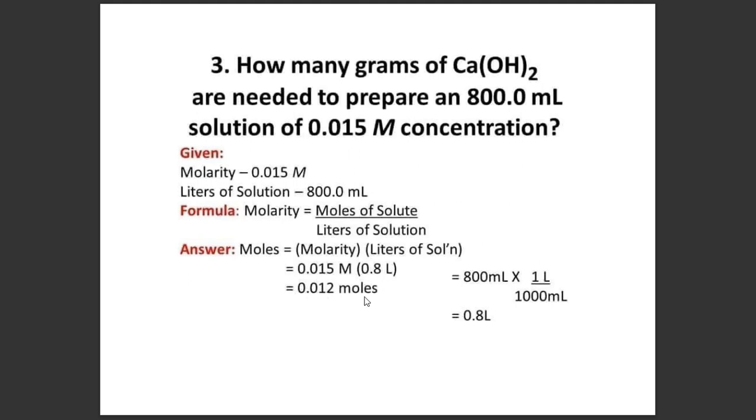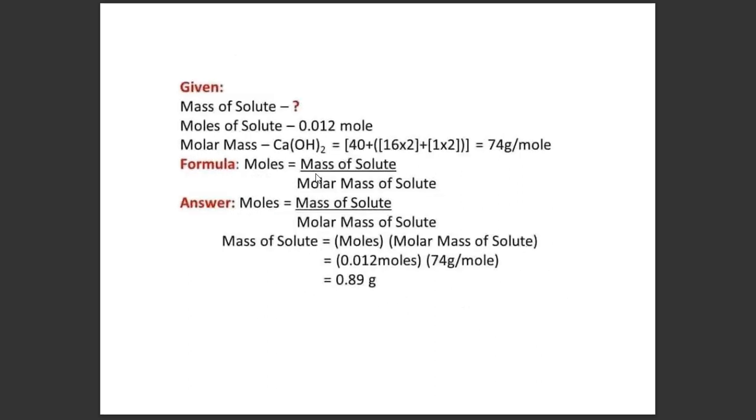So how then do you find the mass? As we said earlier, the mass can be derived from the number of moles formula, which is equal to the mass of the solute over the molar mass of the solute. The molar mass is just the sum of the atomic masses of the various atoms in the molecule. So the atomic mass of calcium is 40, that of oxygen is 16 times 2, because we have 2 of them, then hydrogen is 1 times 2. So the molar mass of calcium hydroxide is 74 grams per mole.